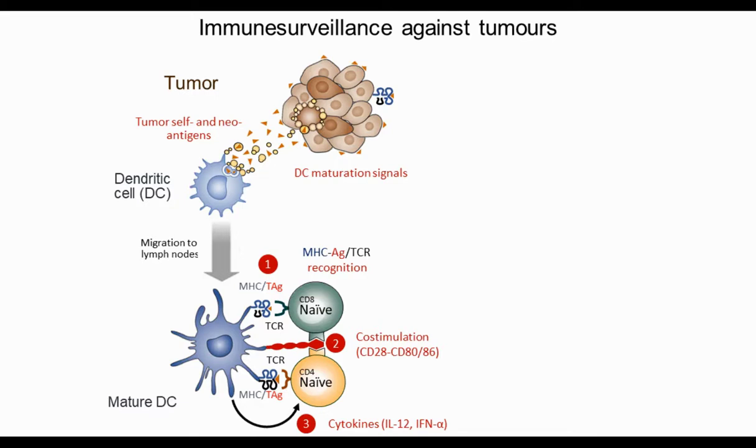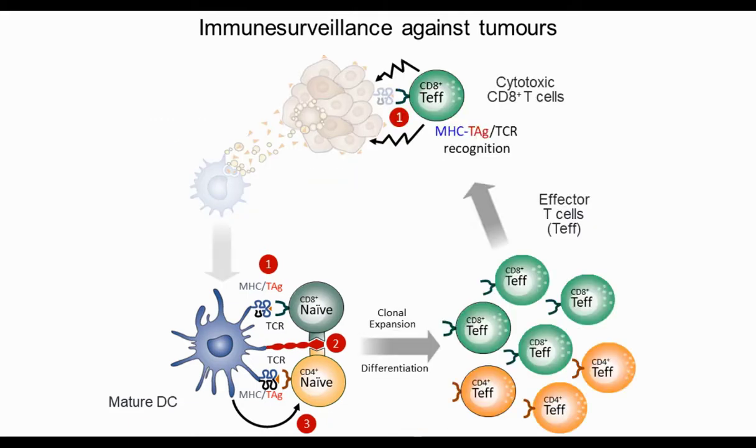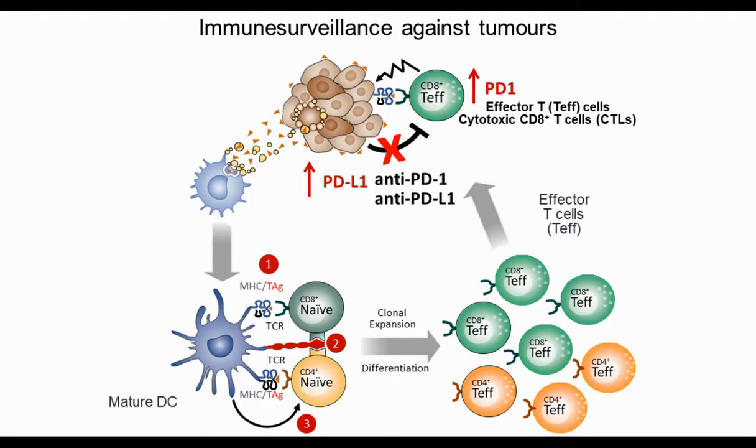Once in the draining lymph nodes, they will present peptides derived from these neoantigens to naive CD4 and CD8 T cells in a three-signal dependent mechanism. That includes antigen presentation through MHC and T cell receptor, co-stimulation, and the production of cytokines. So these T cells will proliferate, and particularly CD8 T cells will become effectors, and they are the main ones responsible for killing the tumor. However, the tumor can stop CD8 T cells by using two main molecules.